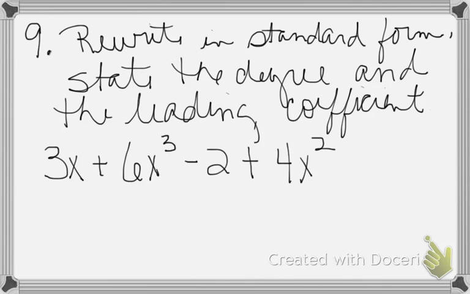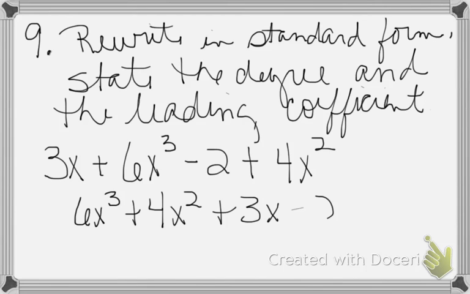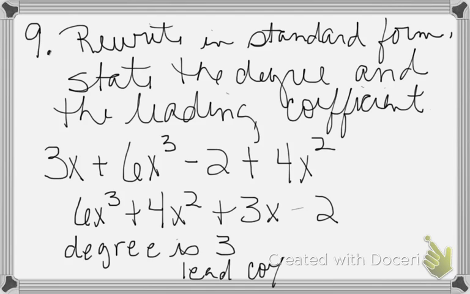Number 9, rewrite in standard form and state the degree and the leading coefficient. So standard form means in descending order. That means the highest exponent to the lowest. So that's 6x to the third plus 4x squared plus 3x minus 2. The degree is 3, and the leading coefficient is 6.